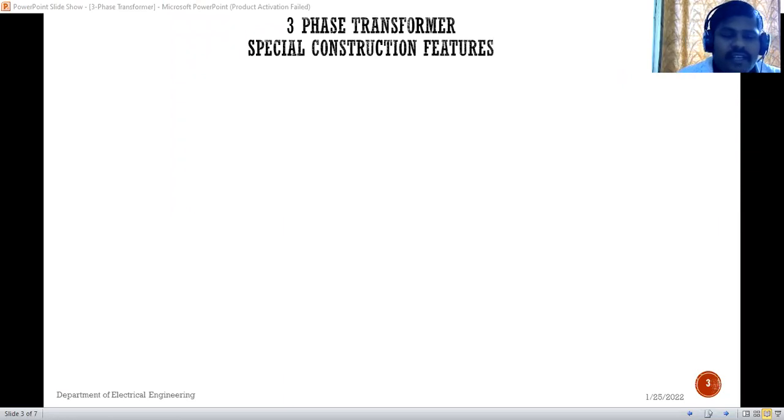Also we have discussed the special construction feature, that means a three-phase transformer can be constructed by combining three single-phase transformers.